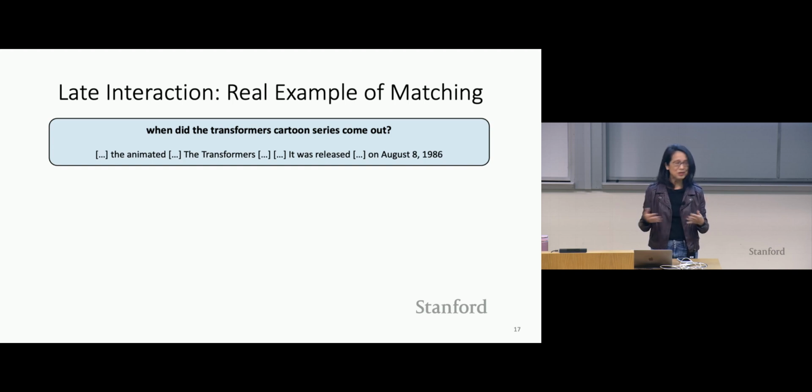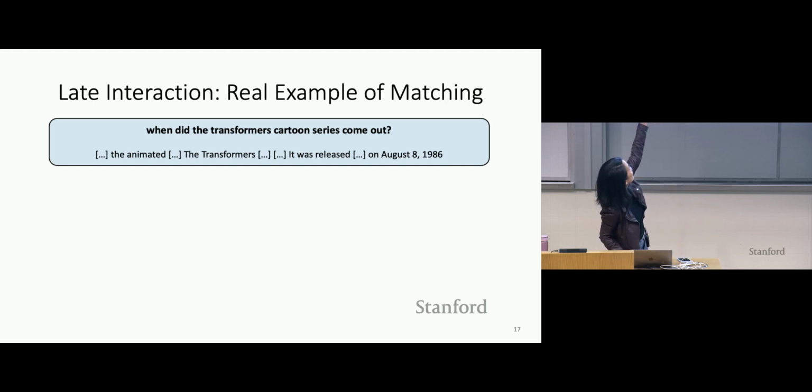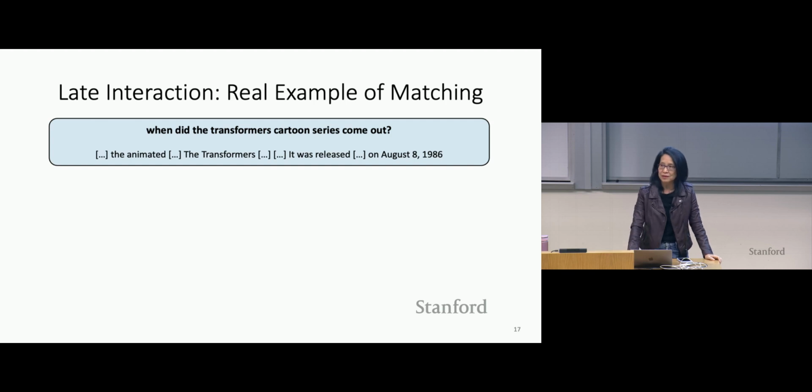So suppose you ask this question. There are many parts to this question, and suppose you have a document that said the animated video or whatever mentions a transformer. It was released on some date. Suppose this is a document with all these different parts. What happened now is that because we don't combine them into a single score for each document, we leave them as a multidimensional vector.